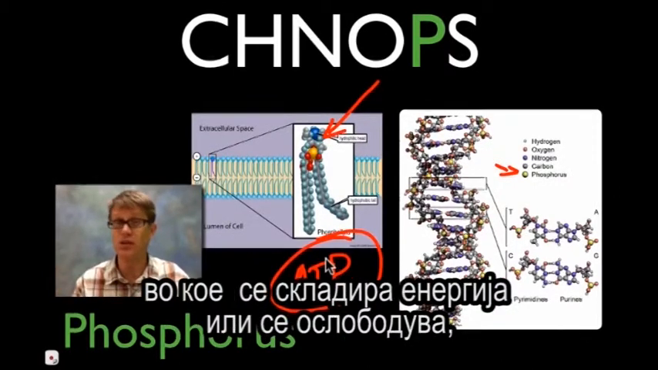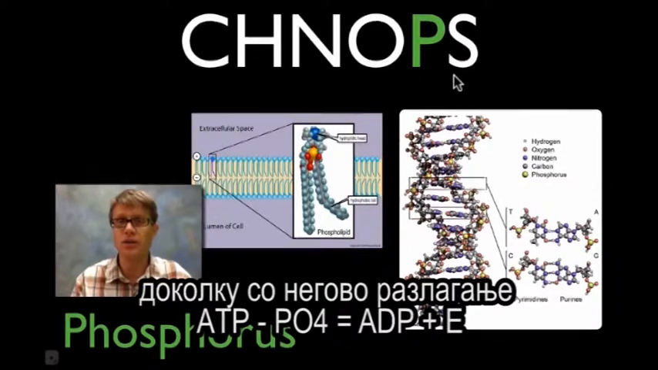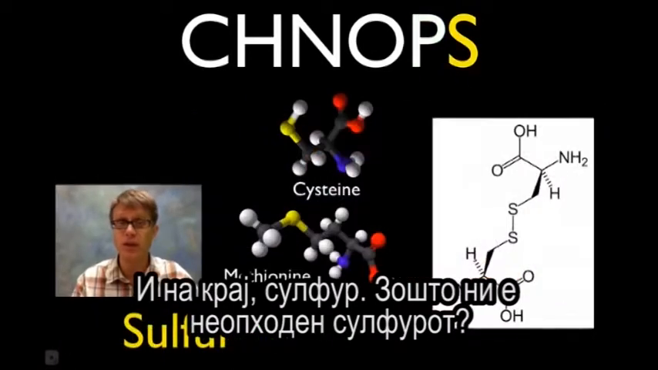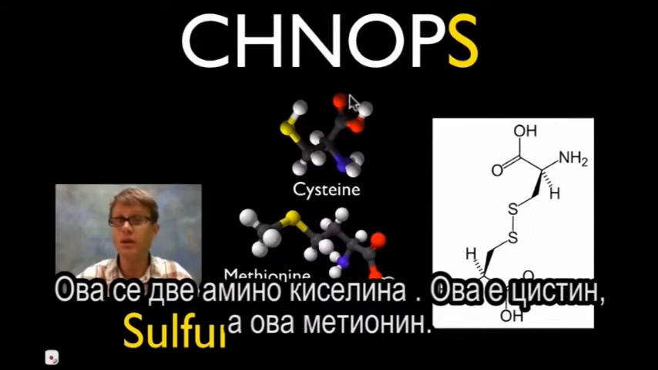Likewise, we can release energy as we let it go. One of the hardest ones here is sulfur. Why do we need sulfur? Well, if you look right here, I've got 2 amino acids. This is cysteine and methionine.